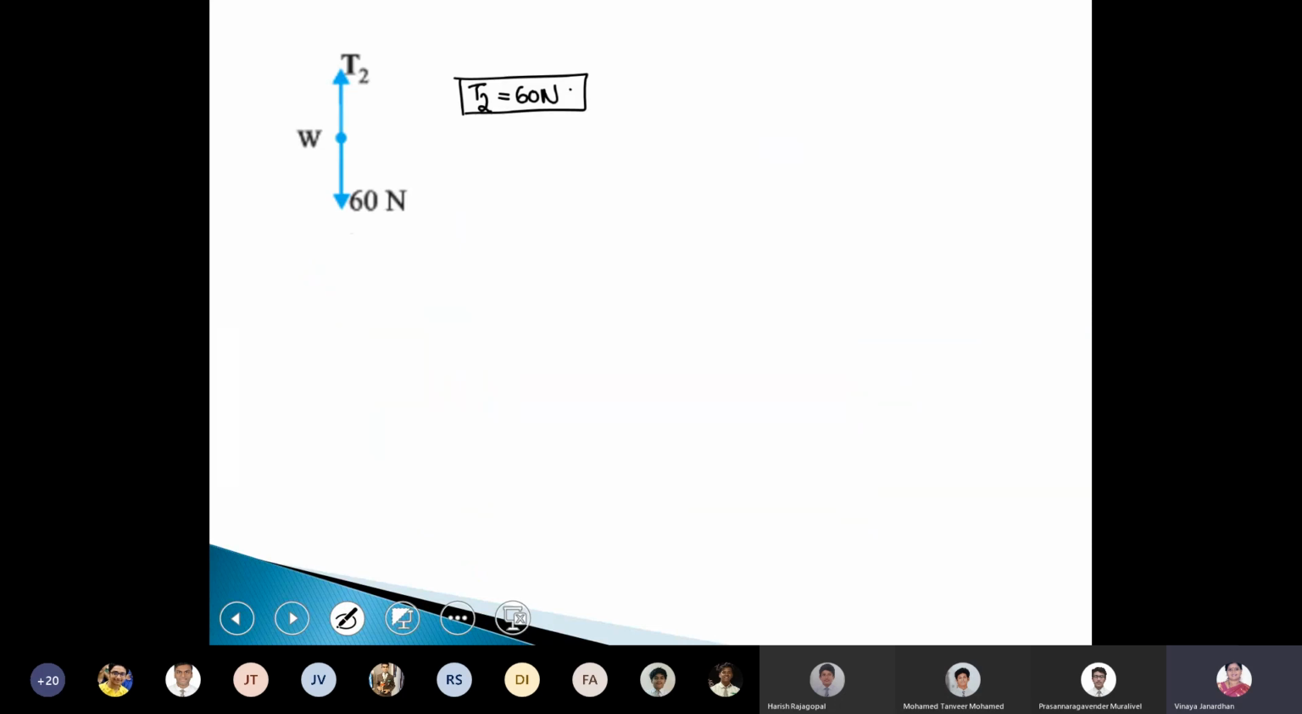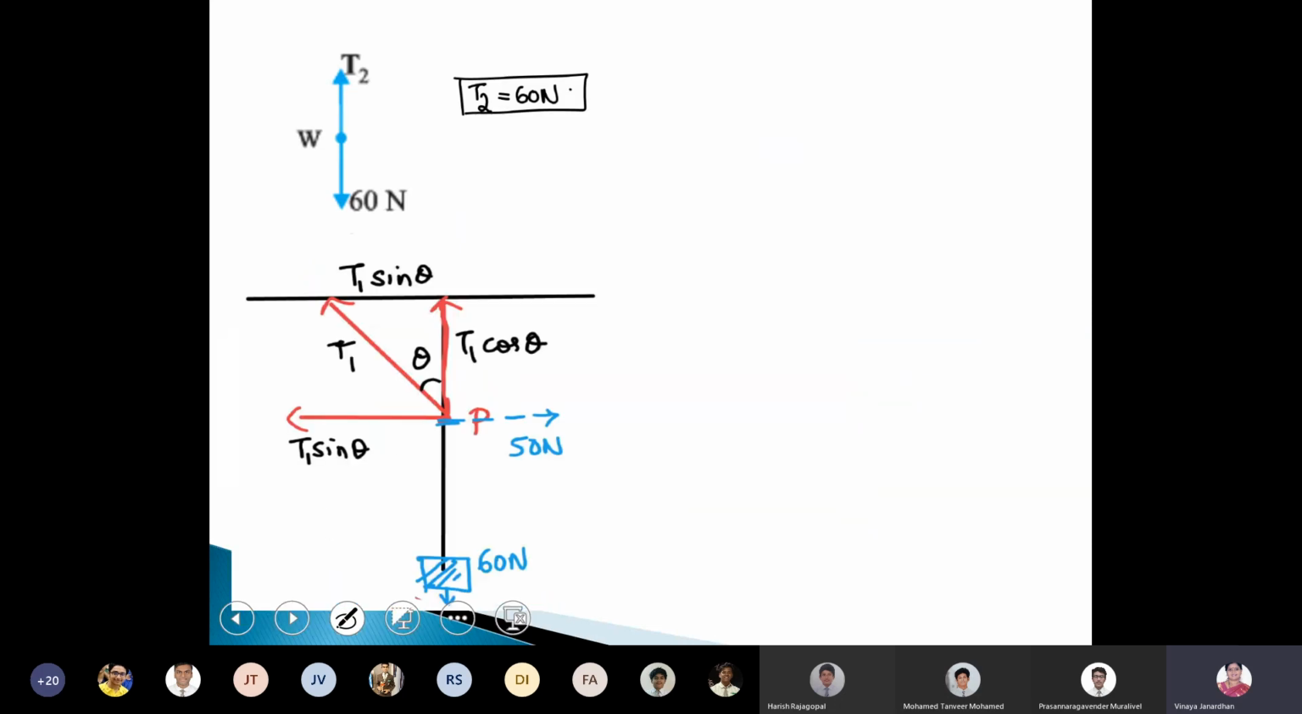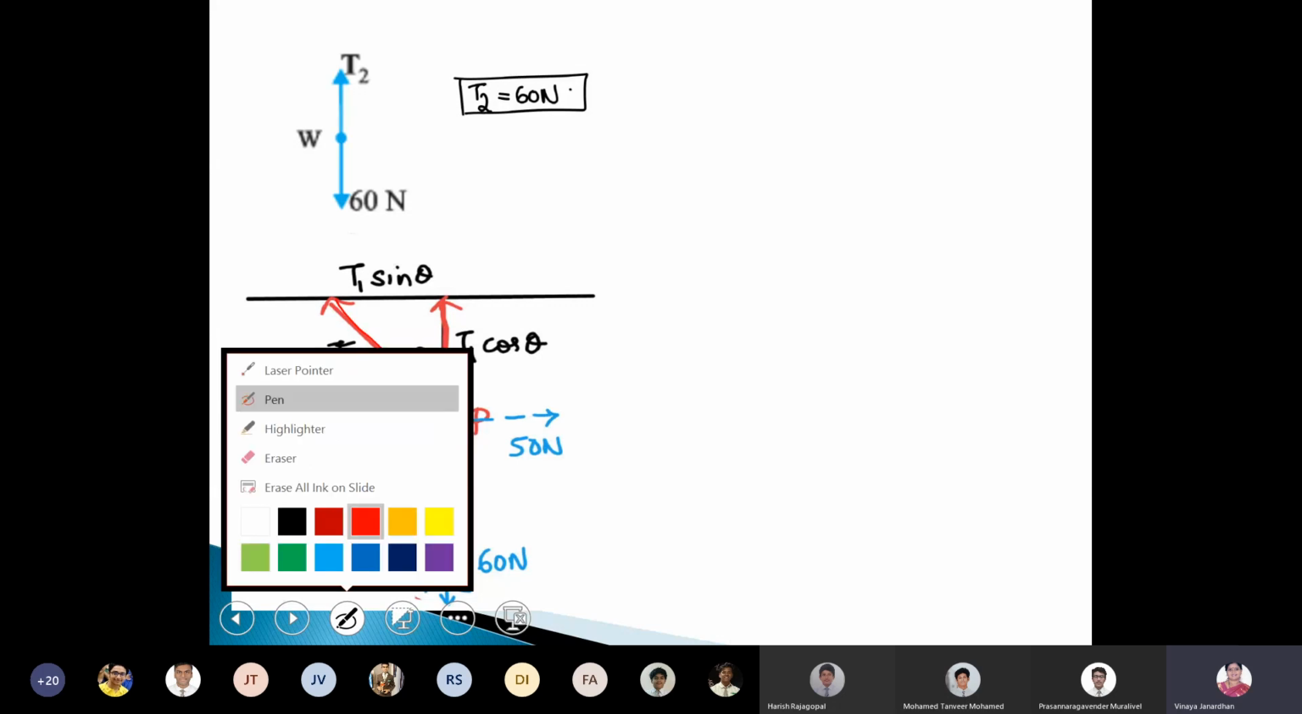Okay. Now we'll go for the other one. Now comes resolution of vectors. Look at this point P, boys. If this point P has to be in equilibrium, then all the forces acting at point P must cancel out each other. So can you identify this T1 in the previous diagram?